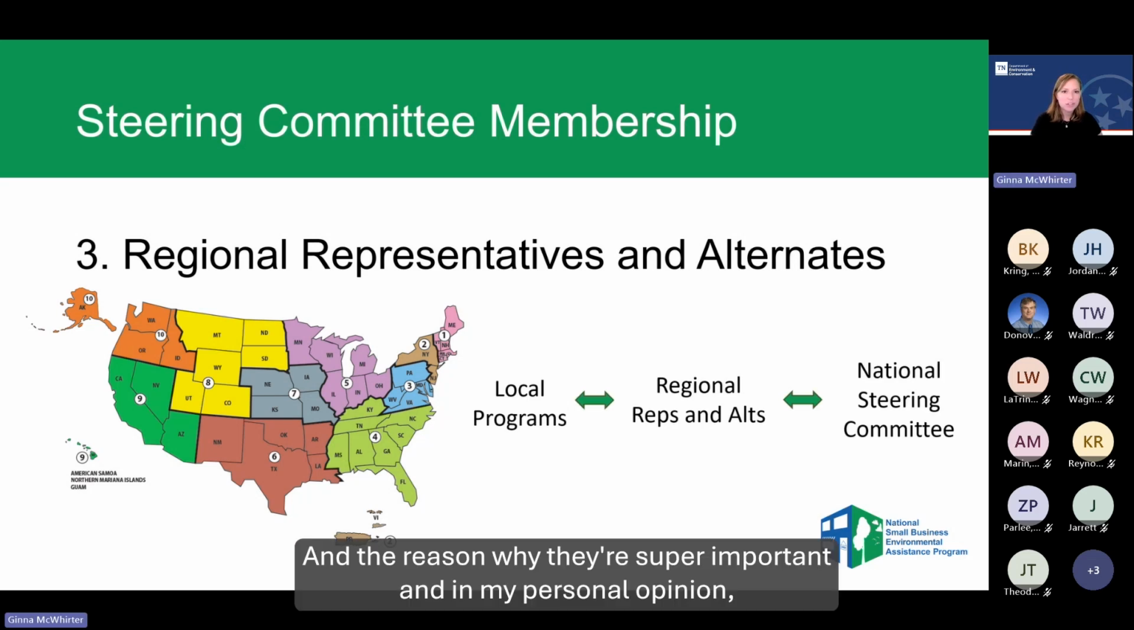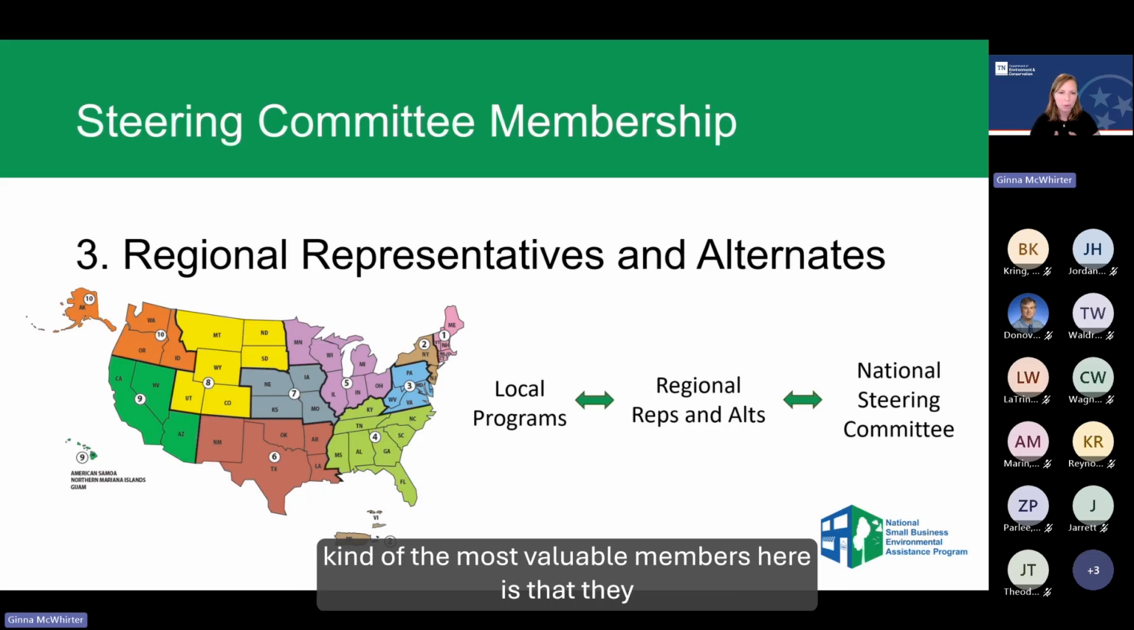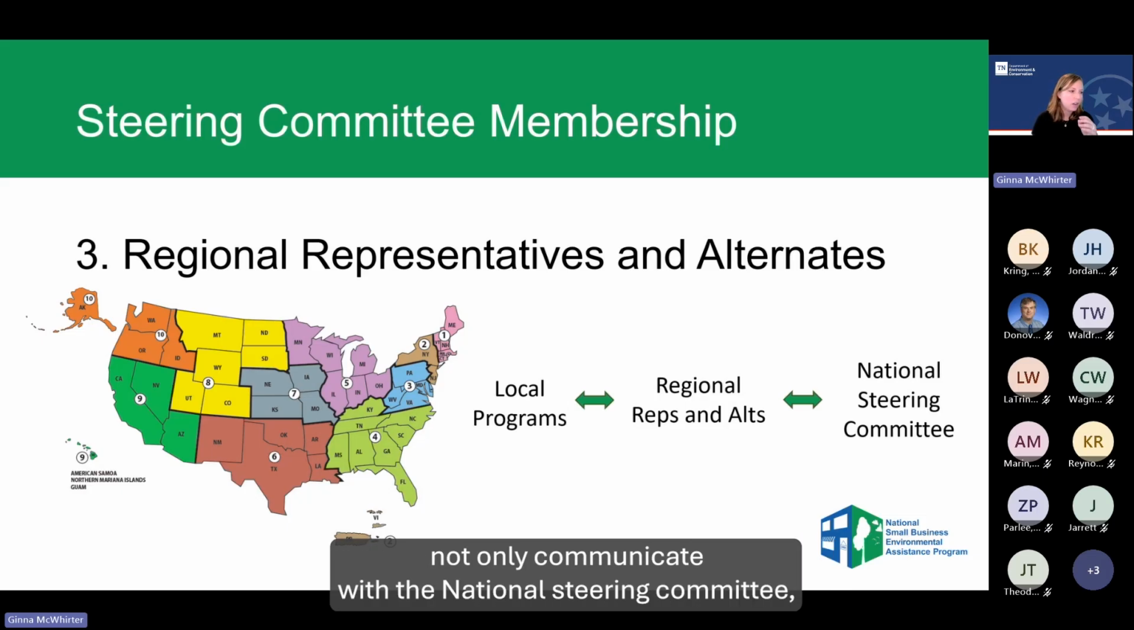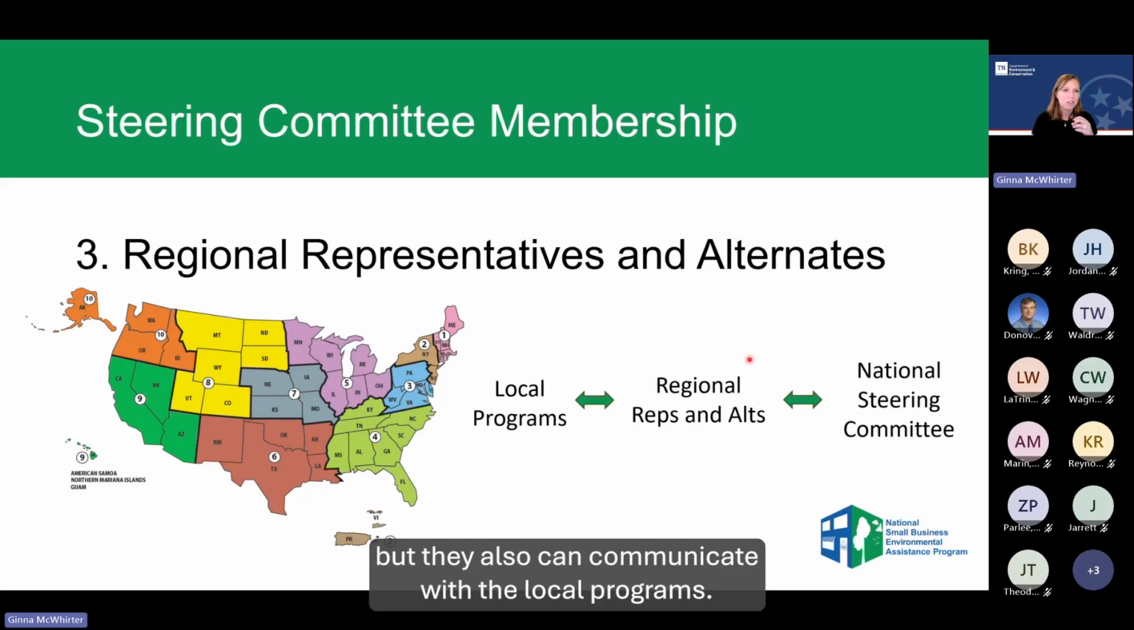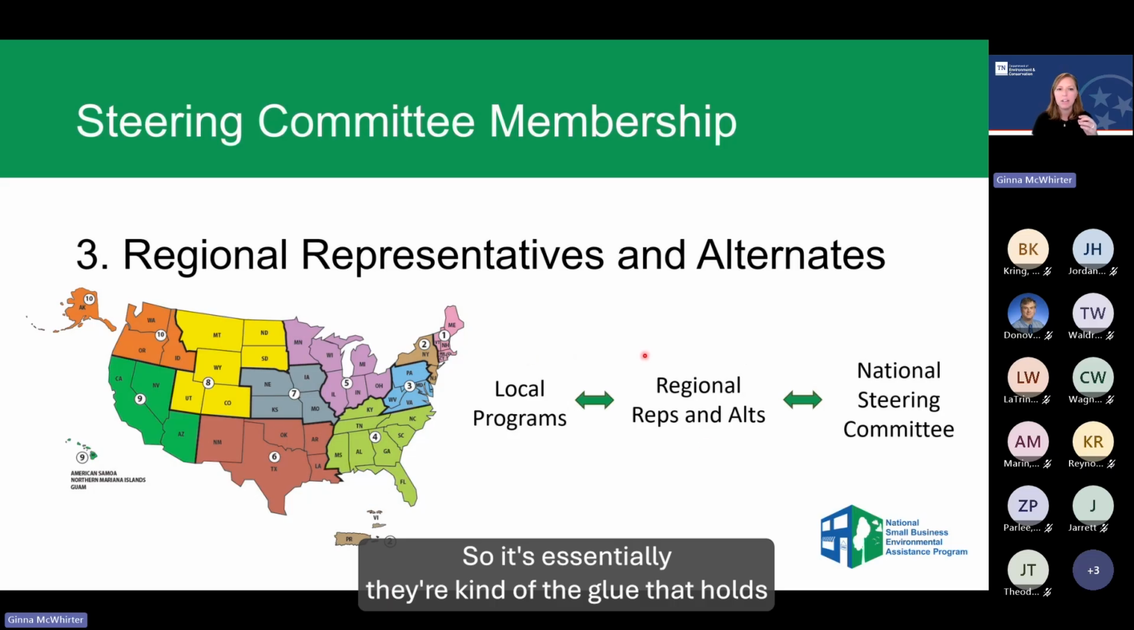And the reason why they're super important, and in my personal opinion, kind of the most valuable members here, is that they not only communicate with the National Steering Committee, but they also can communicate with the local programs. So essentially they're kind of the glue that holds the steering committee together with our local programs.